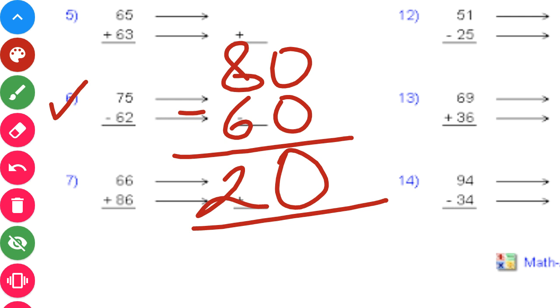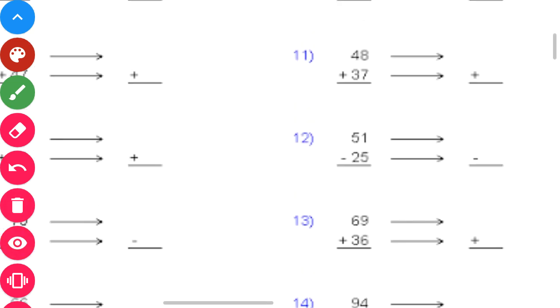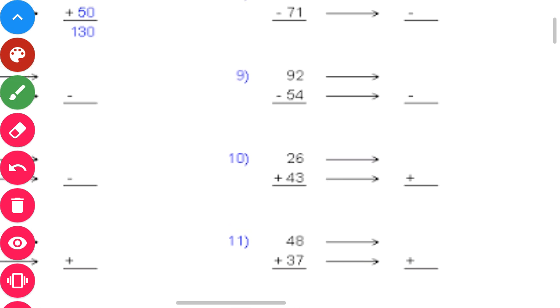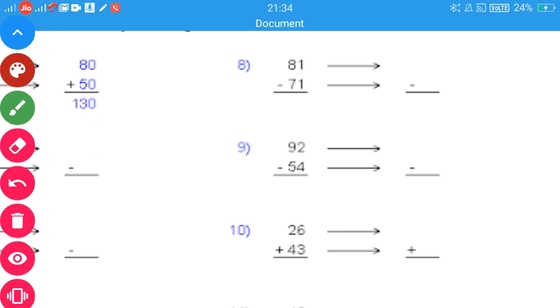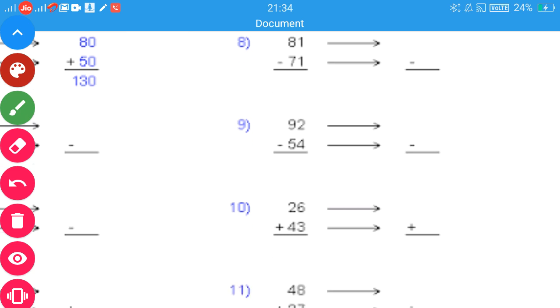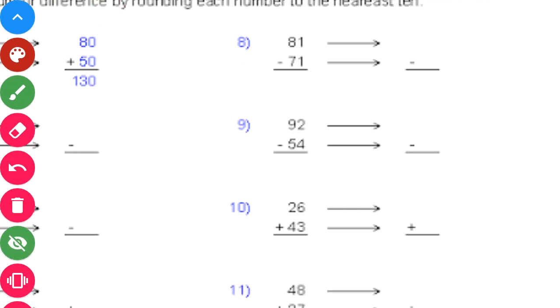Okay. Now, which question will we do? Okay, beta. Now do question number 8. Do it yourself. I'll just explain you the answer. Do it yourself. 81 minus 71.